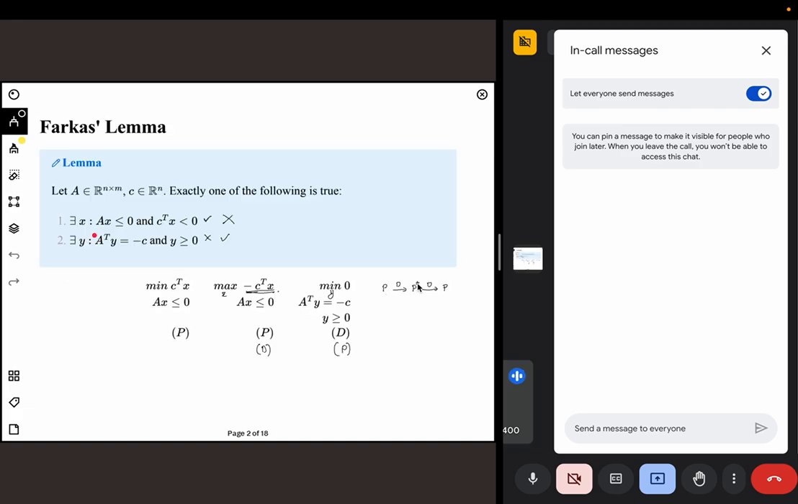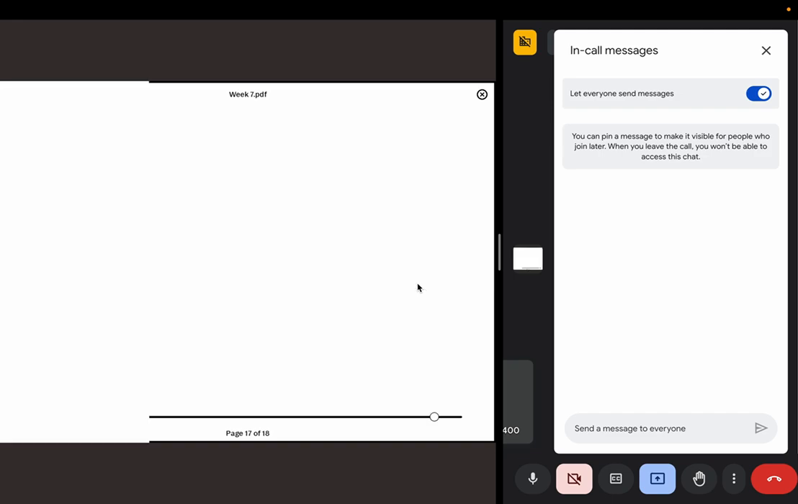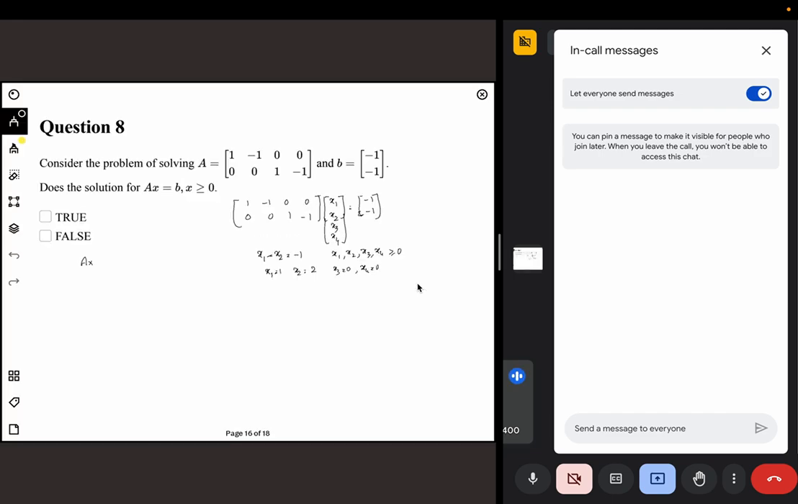So which of these is true? We have A transpose y equal to minus c and y greater than or equal to 0. This is the condition that is given there, right? This is my A transpose, and this is what we are trying to equal to minus c, and y greater than or equal to 0. If there exists a y for this, then Farkas lemma says the other statement will be false, the one with Ax less than or equal to 0 and c transpose x less than 0. If this is true, the other one will not be true.